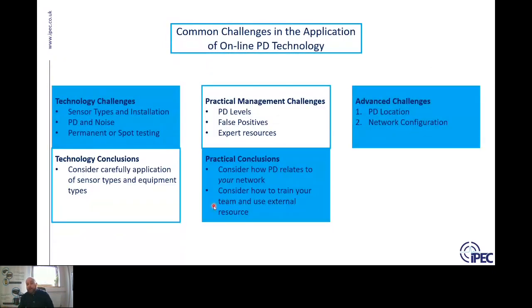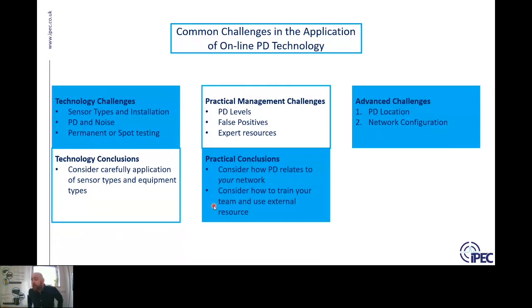On the advanced challenges, so on that PD location, on that other example, which was network configuration, there is lots of in-depth information and research out there. And you may have a particular advanced challenge for your network, a particular set of circumstances for your network. Do your research, have a look at the information that's out there. But more importantly, or maybe more easily, just engage with PD experts, share your challenges.